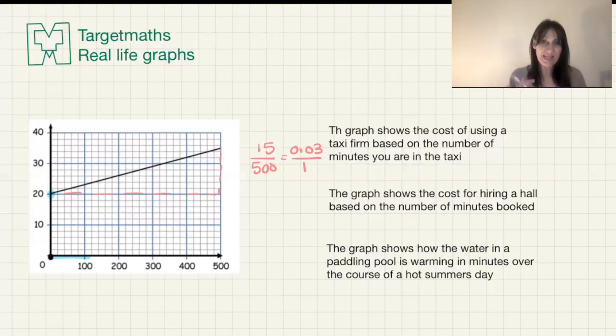The water is slightly different because it's not about money anymore. It is about how much the paddling pool is warming. So here I would say my y-intercept of 20, I would say, okay, the temperature of the paddling pool before the sun came out is 20 degrees. And then it's warming at a rate of 0.03 degrees every minute.